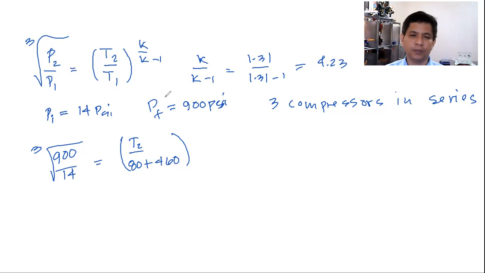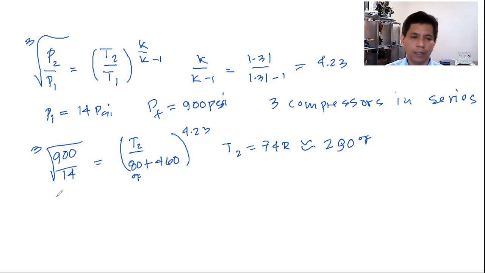So I guess 80 is also given. So to convert this to Rankine, you just add, this is degrees Fahrenheit. 80 is degrees Fahrenheit. So just add 460 to convert this to Rankine. And then K over K minus 1 is 4.23. So with this, you can solve T2. So T2 is approximately 749 Rankine. And this is approximately the same as 290 degrees Fahrenheit.